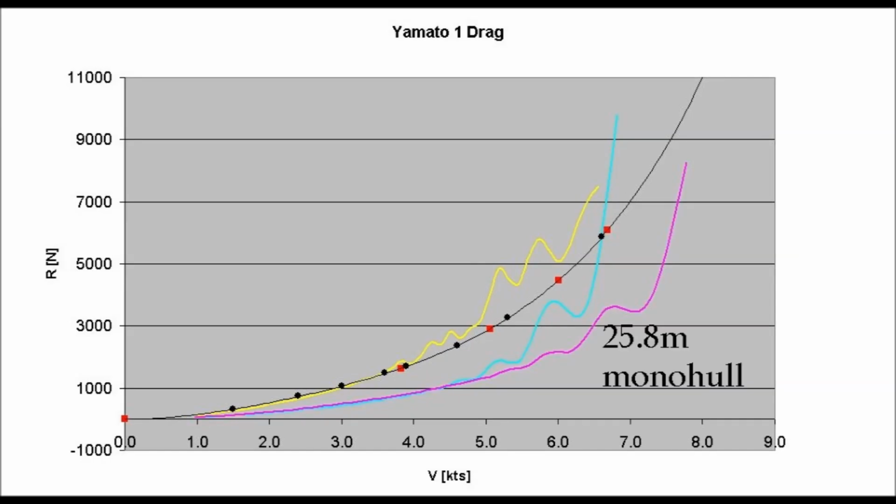The longer version of this hull has very similar performance. Its extra wetted surface area is a small penalty below 4 knots, but above that, the extra length starts making up for the additional wave drag.